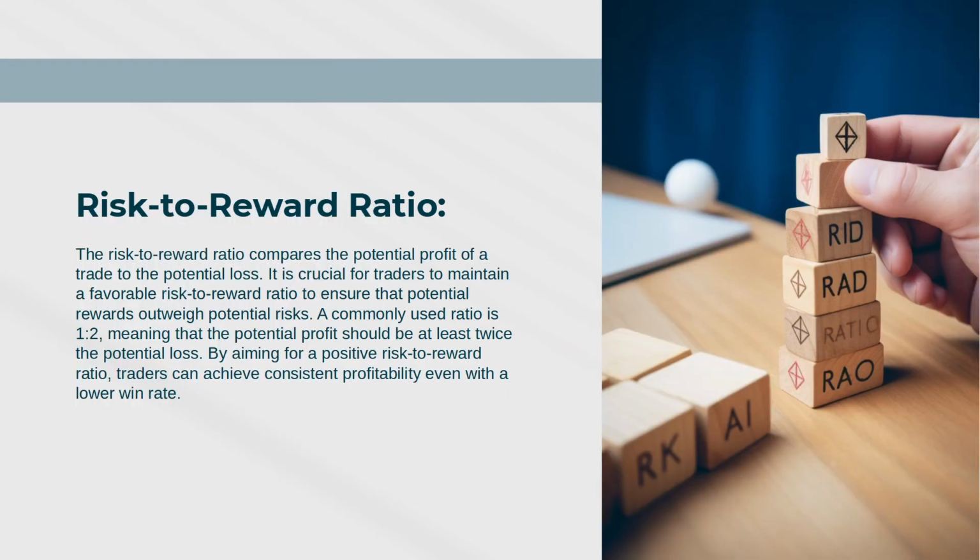Risk-to-reward ratio. The risk-to-reward ratio compares the potential profit of a trade to the potential loss. It is crucial for traders to maintain a favorable risk-to-reward ratio to ensure that potential rewards outweigh potential risks. A commonly used ratio is 1 to 2, meaning that the potential profit should be at least twice the potential loss. By aiming for a positive risk-to-reward ratio, traders can achieve consistent profitability even with a lower win rate.